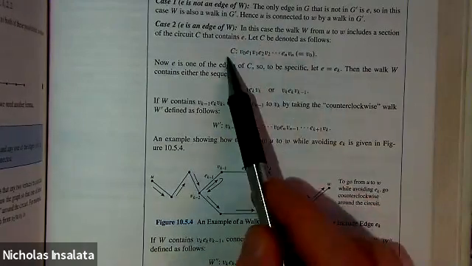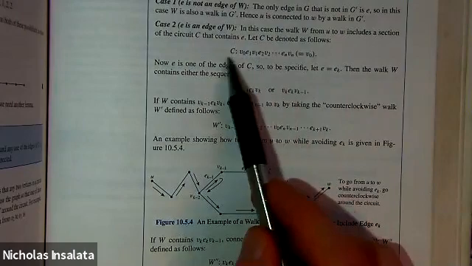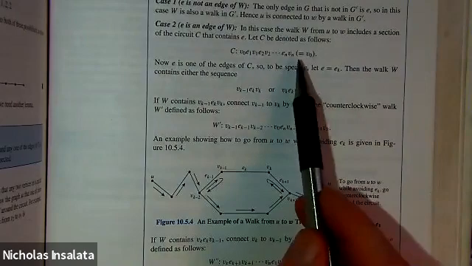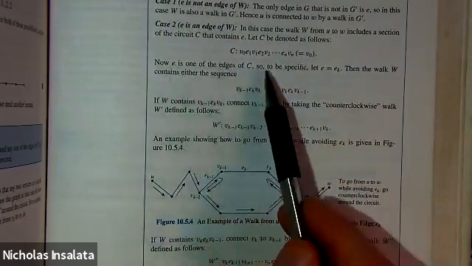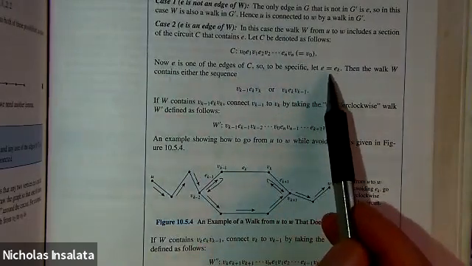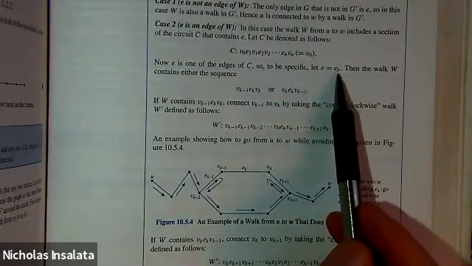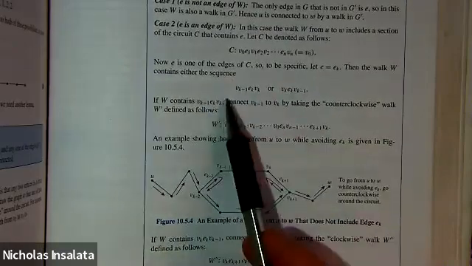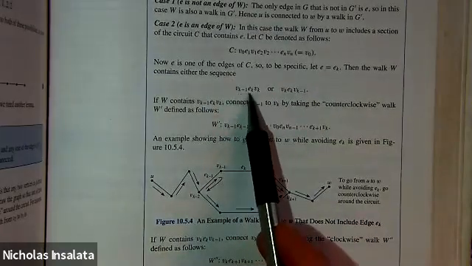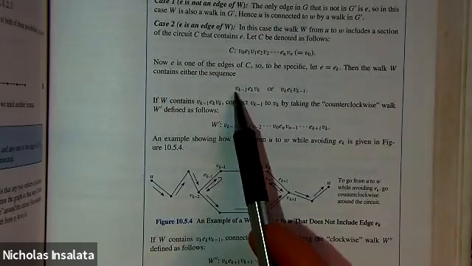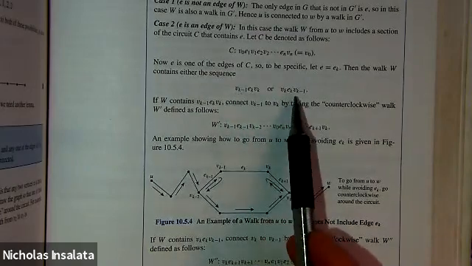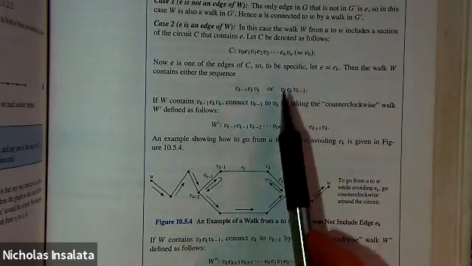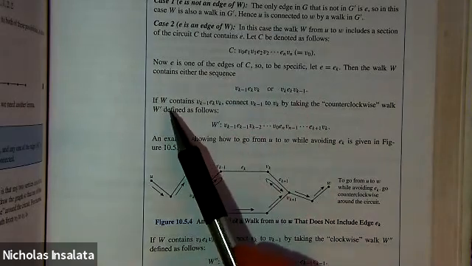So we'll define the circuit, V0, E1, V1, E2, a sequence of vertices and edges that circles back to V0, right? And E is one of the edges of the circuit. So we'll say E equals E sub k, the kth edge in the circuit. Then the walk contains one of these two sequences, right? We either have E sub k going from k minus 1 to k, or the other direction. So we're either going clockwise here or counterclockwise here, sort of backward, right?